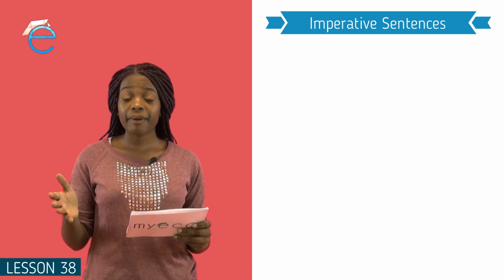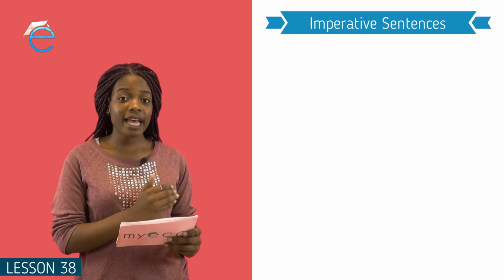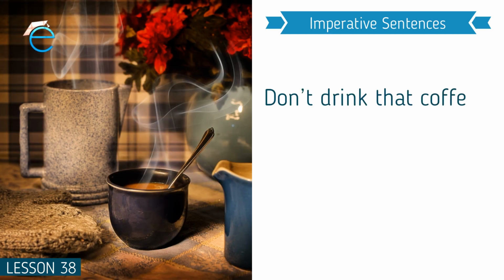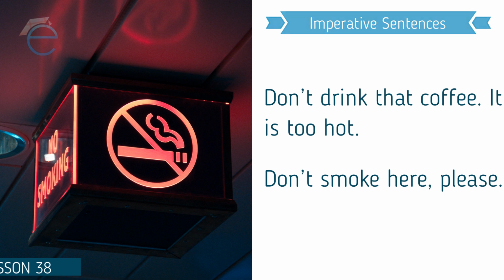We also learned that imperative sentences can also be negative by adding don't at the beginning. So, for example, don't drink that coffee, it's too hot. And we also know that it'll always be don't and never doesn't. So, don't smoke here, please. Again, we've added please to make it more polite.